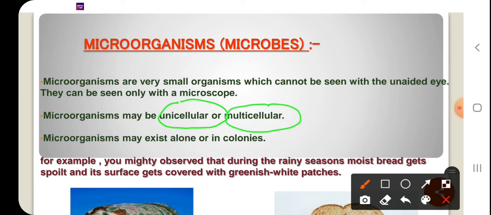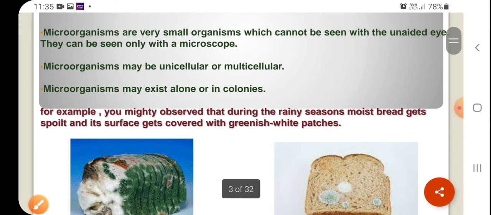Like a bacterium, it is a unicellular organism. When you are talking about a fungi, it is a multicellular organism. And most of the time these microorganisms exist in colonies, or they live alone. Colonies means they are living in groups. Alone means they can live by themselves. So to understand about these microorganisms, there is a small activity, children.